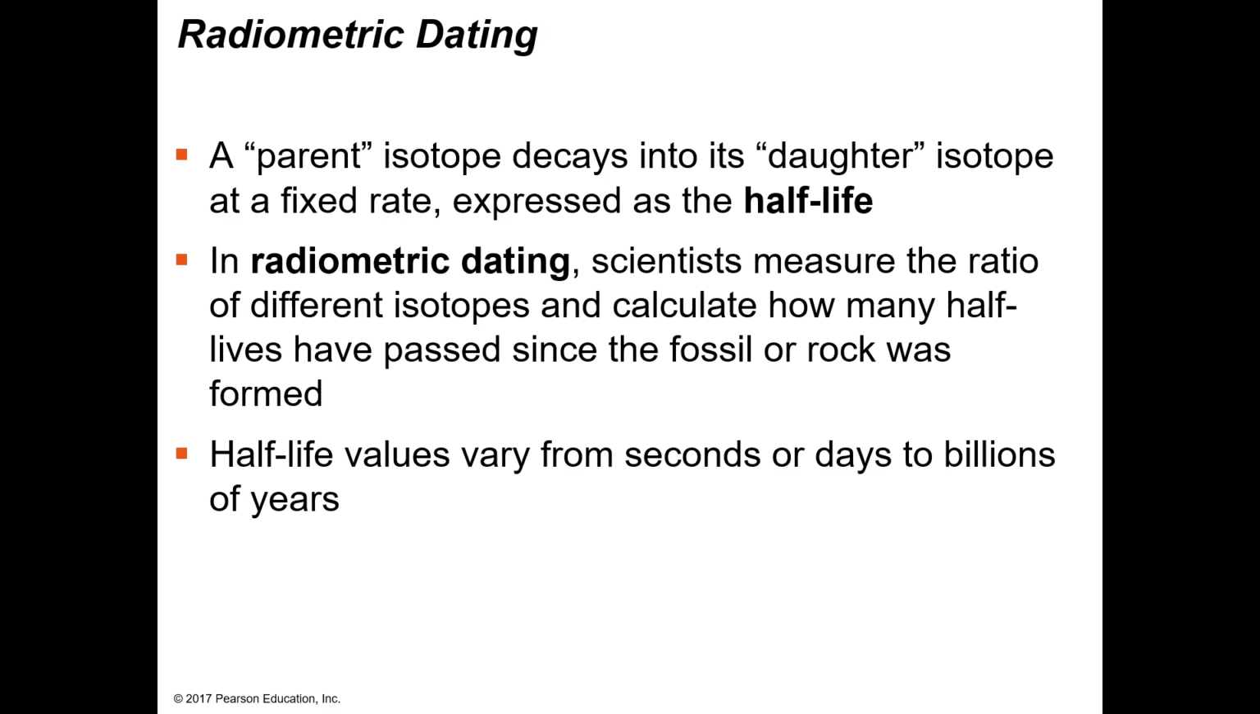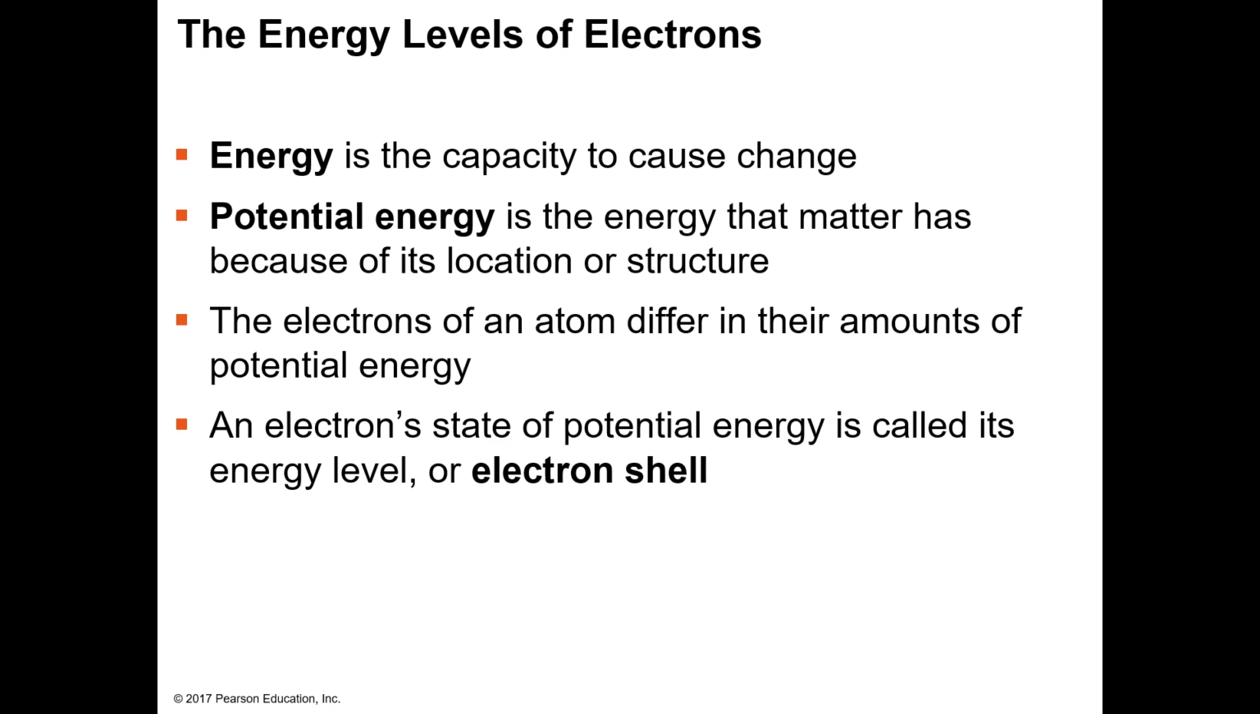Okay, radiometric dating. A parent isotope decays into its daughter isotope at a fixed rate. This is called the half-life. I mentioned this a moment ago. It's the amount of time it takes something to decay into half of its original parent isotope. In radiometric dating, scientists measure the ratio of different isotopes and calculate how many half-lives have passed since a fossil or rock was formed. Half-life varies from seconds or days to billions of years.